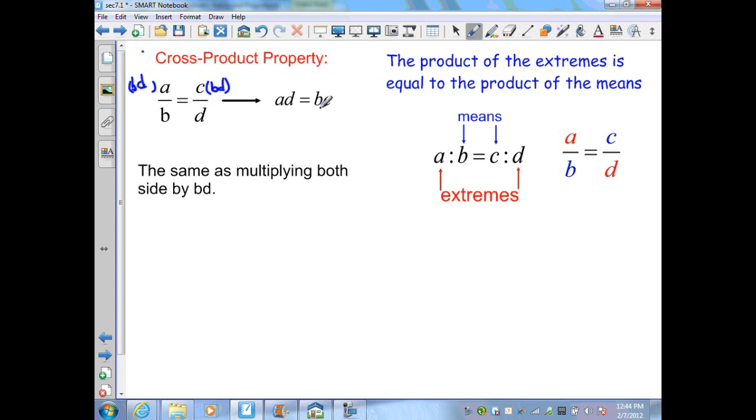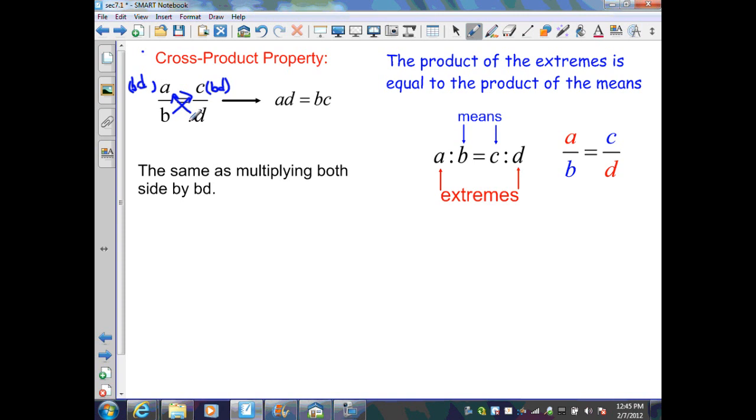But there's got to be an easier method. That method is called cross product. In other words, I just simply multiply A times D and C times B. And that gives me my equation that I can solve. That's what I have written here. This is the same as multiplying both sides by BD, or in other words, the common denominator of each of my proportions. Another way of stating that is called the product of extremes is equal to the product of the means. In other words, means extremes.